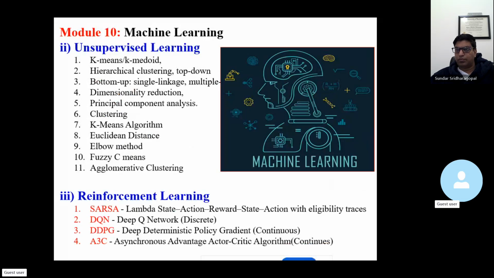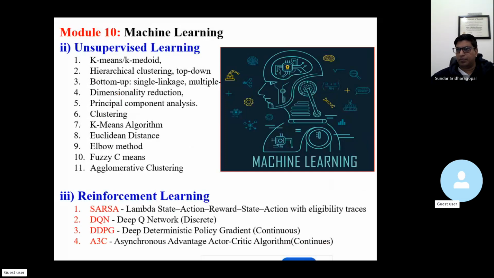Clustering is nothing but a group of objects that are having similar behavior in nature. So based on the similarity measure, we are classifying the data. There are various techniques like k-means clustering, fuzzy C-means clustering, hierarchical clustering, and dimensionality reduction, principal component analysis, and a few measurements like Euclidean distance, elbow method, and agglomerative clustering, etc.